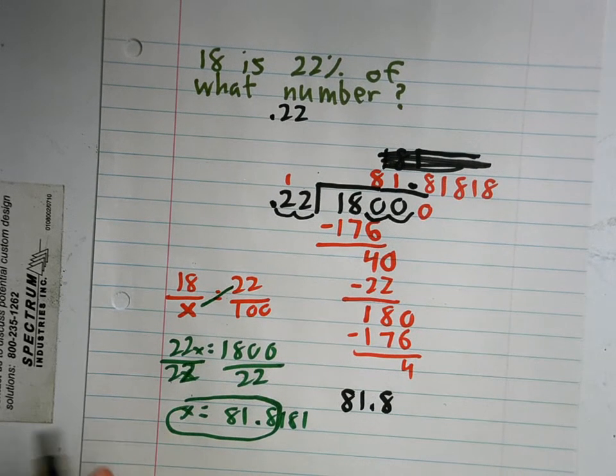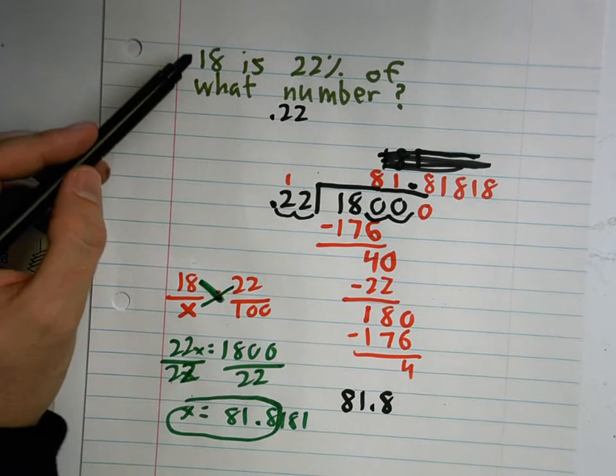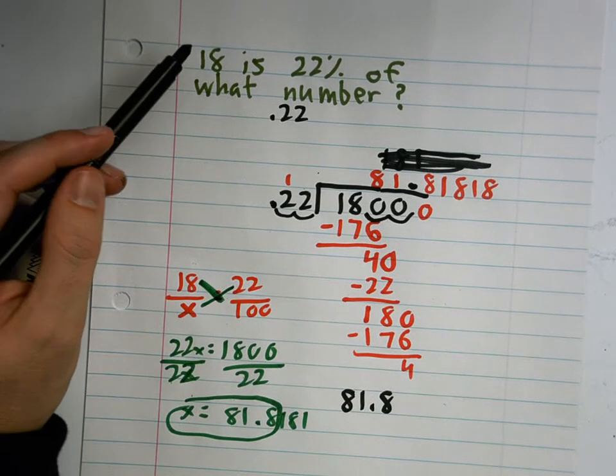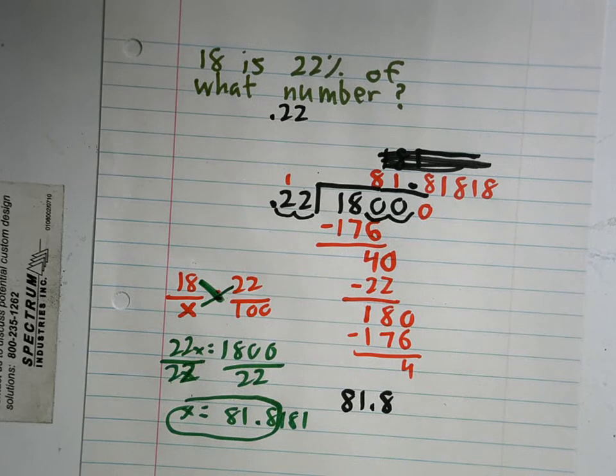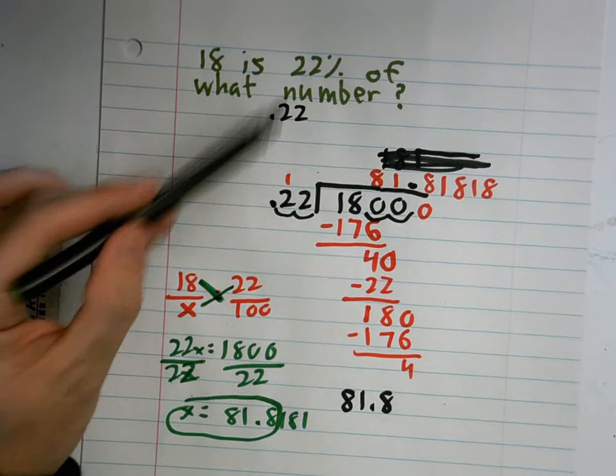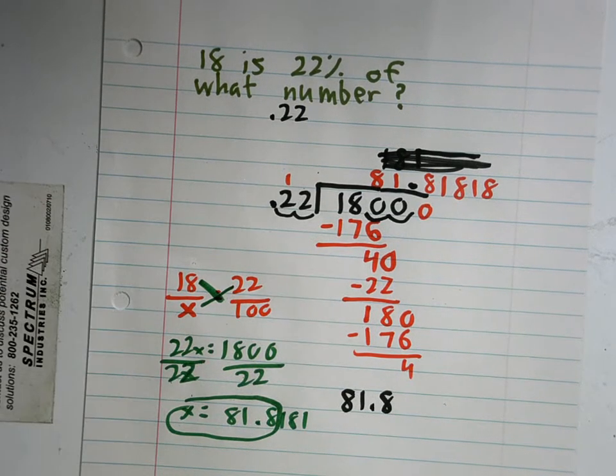So when I don't have the number I'm starting with, so I have 18 is 22% of what number? I don't have the big number yet. I can divide by the decimal, or I can set them up into ratios. Okay, I can just set them up into ratios.